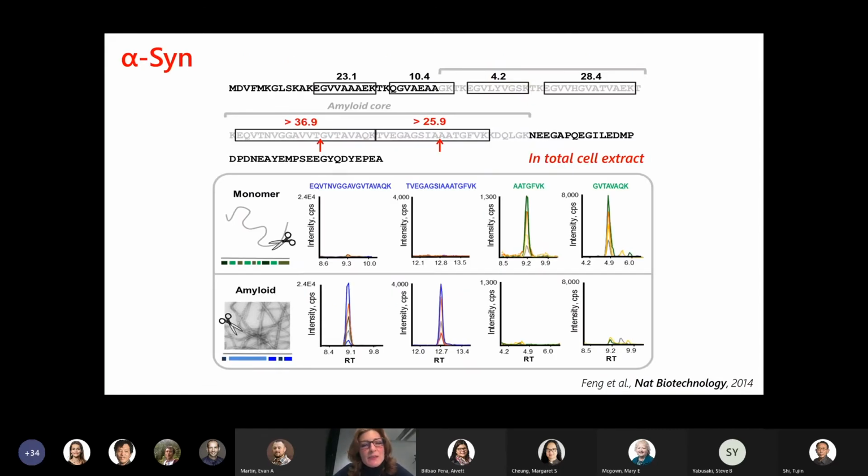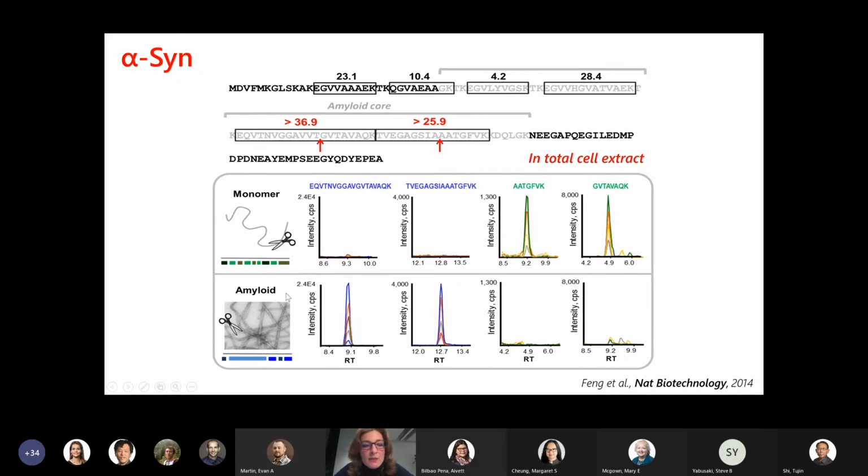These are the results we saw back then. So we saw that two peptides, the green peptides you see here, were only detectable when we had monomeric alpha-synuclein in the lysate, while when we had the amyloid version of alpha-synuclein, the green peptides were gone and the blue peptides appeared instead. So what are these peptides? The blue peptides map to the amyloid core of alpha-synuclein. It's these two peptides you see here. I hope you see my cursor.